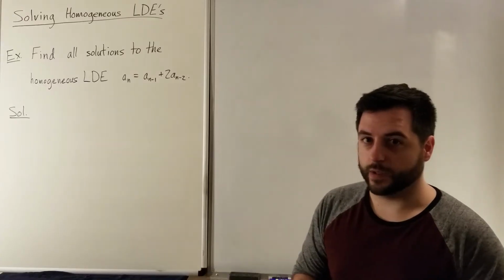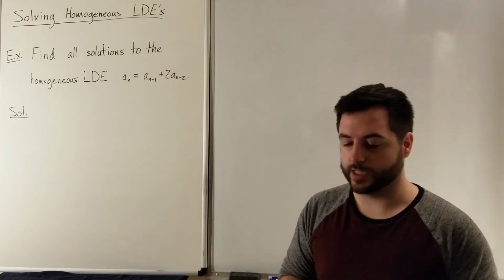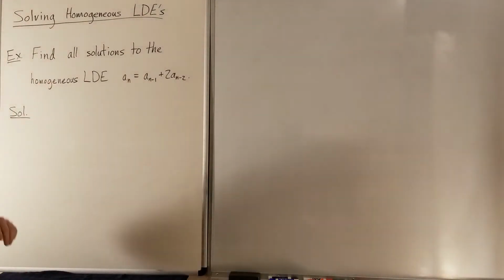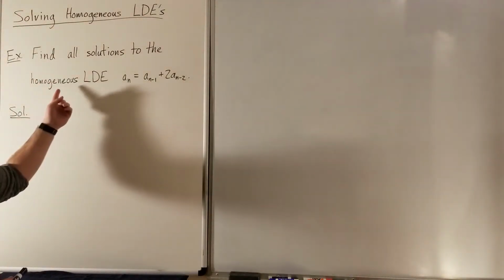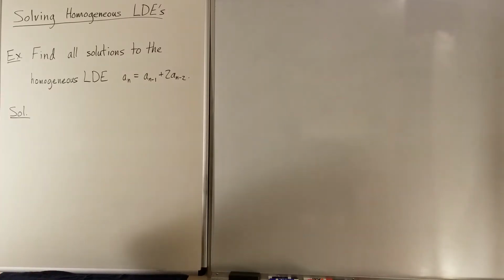Hello. In this video, we're going to be talking about how to solve homogeneous linear difference equations. To start out with, we have this problem here. The problem is to find all solutions to this homogeneous linear difference equation right here. So a sub n is a sub n minus 1 plus 2 times a sub n minus 2.